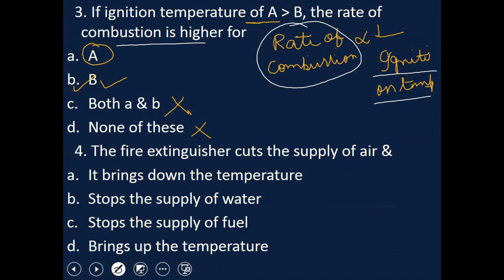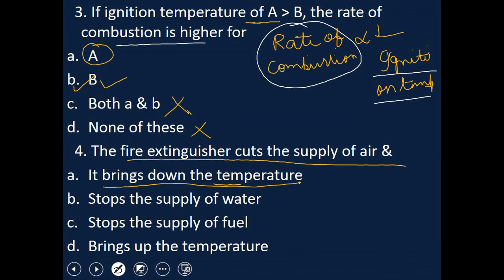Next question is, the fire extinguisher cuts the supply of air. How do they cut the supply of air? They cut the supply of air either by spraying water or by using the fire extinguisher which supplies CO2 gas. That also will cut off the supply of air. So what will happen? If the supply of air is cut down, it brings down the temperature. Yes, because if oxygen is not there, combustion will not take place, heat energy will not be released, so the temperature will be brought down.